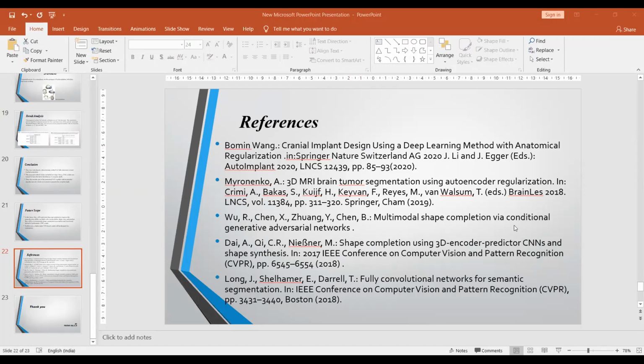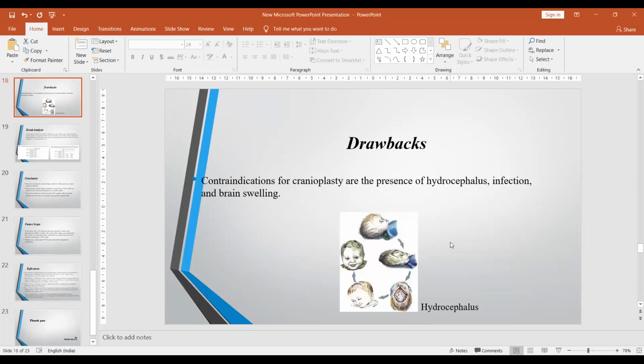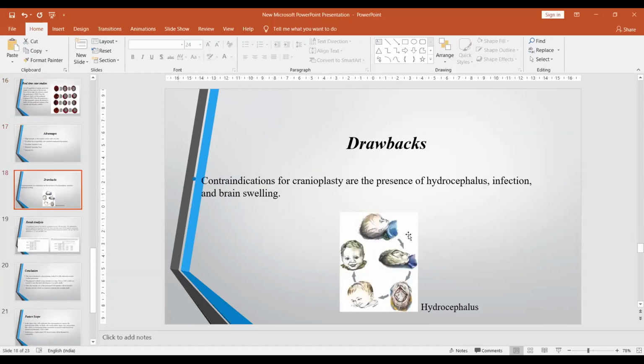Okay. My next question: apart from this, go to the drawbacks. In the paper, did they address only one drawback? No, sir. They have not addressed any drawbacks, sir. This was general about cranial implants. In the paper, they have never spoken much about the advantages and disadvantages. They have just spoken about the implant design and how it is better than other methods, sir.